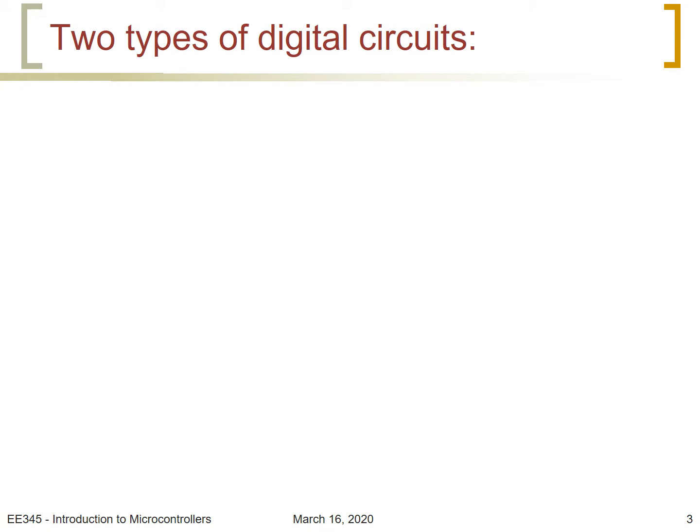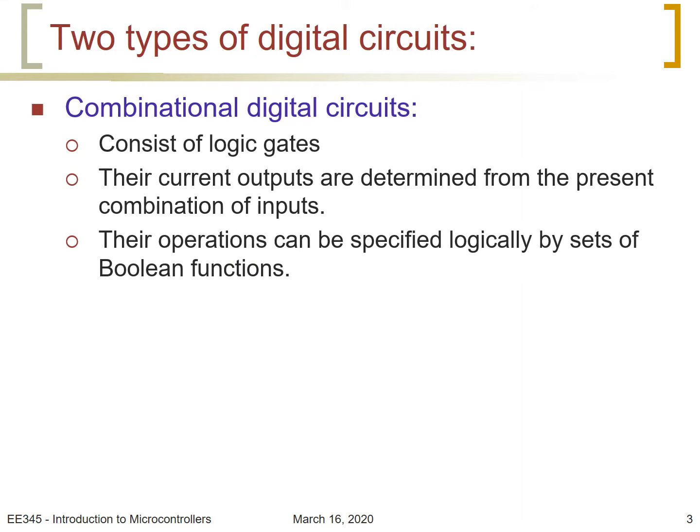Before we go in detail on the combinational logic, we would like to inform you that there are two types of digital circuits. One is the combinational digital circuits, which consist of logic gates, and therefore the outputs of the circuit are determined only from the present combination of the inputs. And the operation of such circuits can be specified by sets of Boolean functions.